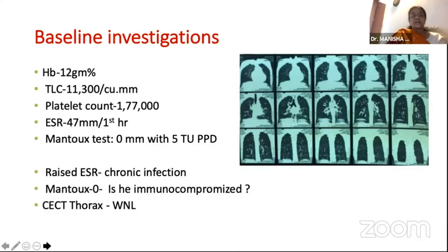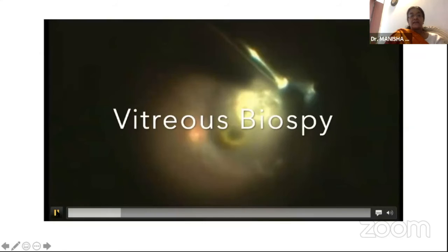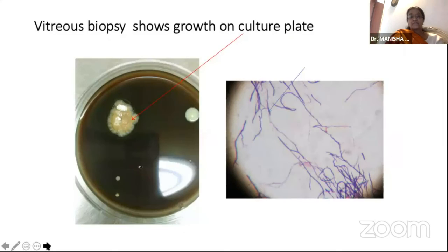And what was suggested by the pediatrician was that either the child was immunocompromised or he was suffering from some chronic infection. So what we did in this child, we went ahead and did a vitreous biopsy because we were not sure what we were dealing with. It's always a good idea, if the media clarity is there, then to go as close to the lesion and collect the sample just above the lesion that you want a diagnosis to be made of.